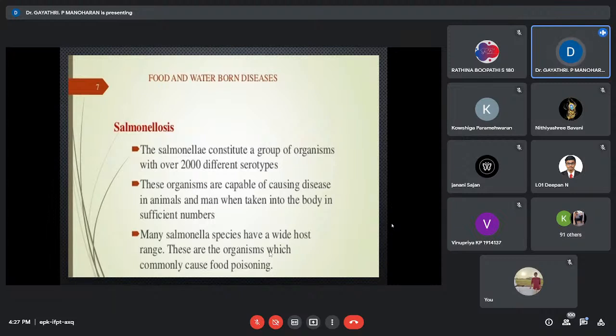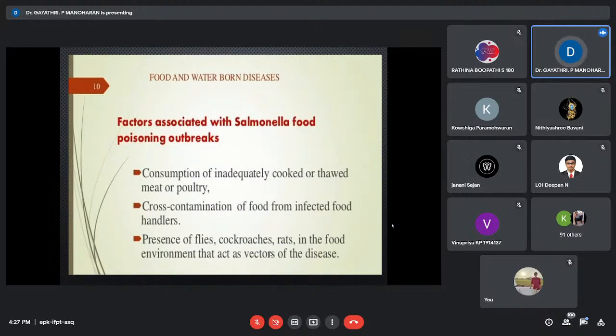Many Salmonella species have a wide host range. These are the organisms which commonly cause food poisoning. If a person is getting food poisoning, the first culprit is Salmonella. Okay, factors associated with Salmonella food poisoning and outbreaks. What are all the factors?